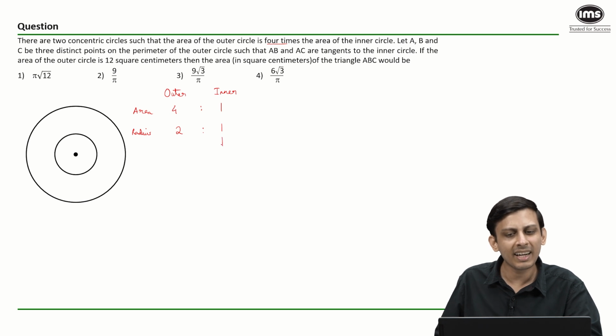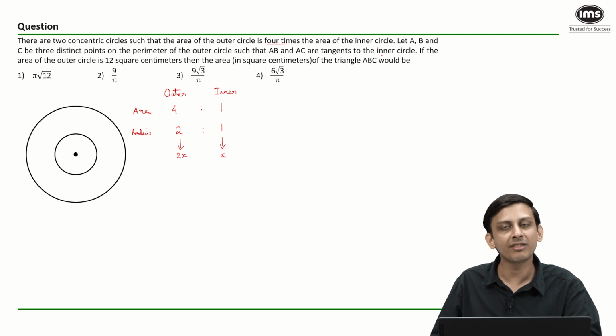So let us take one radius, for example, to be x, and therefore the other radius will be 2x. Okay, now let us complete the diagram. So we have points A, B, and C, 3 distinct points on the perimeter of the outer circle, such that AB and AC are tangents to the inner circle. So we are drawing 2 tangents from point A. AB is a tangent, AC is also a tangent.